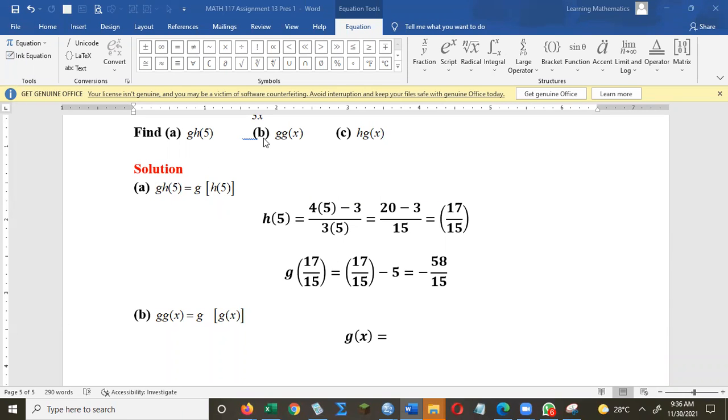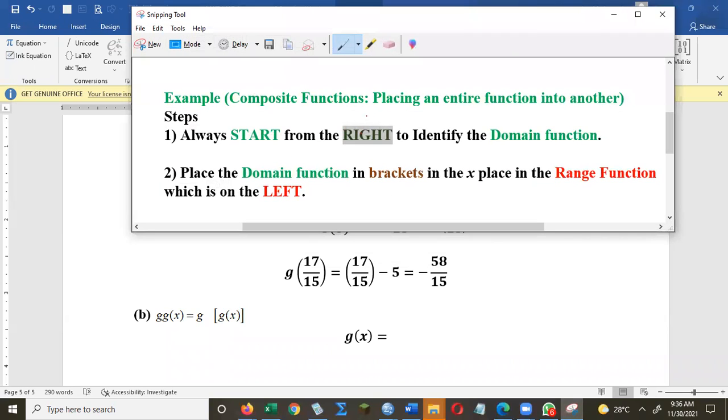Yes, so we are going to do part B now, saying g of g of x. Okay. Composite functions. As we said, you always start from the right.